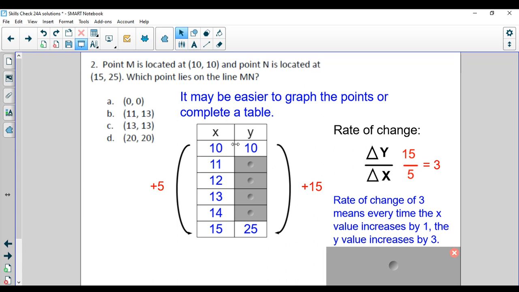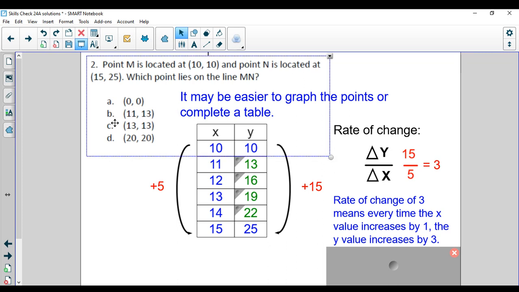And that tells us that every time x goes up 1, y goes up 3, which means 11, 13 is the next point, 12, 16, 13, 19. Notice that these are all going up by 3 each time these are going up by 1. And finally, 14, 22. So we can see in this table that the point 11, 13 is on the graph. So that means that 11, 13 is the correct answer.